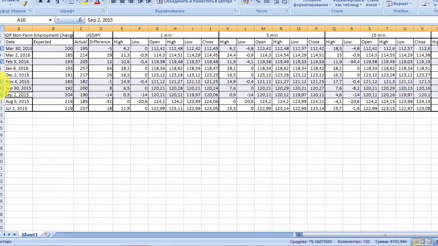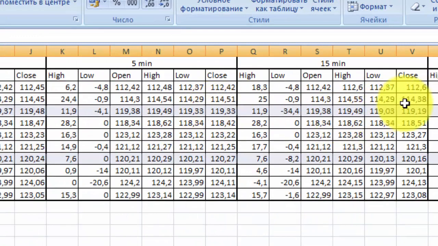Let's first analyze the cases when it had a positive effect on the market. Every time it happened, the closing price after 5 minutes was higher than after 15 minutes. It means that if the difference is not as high as 15,000, the market reaction in 15 minutes is opposite to what we saw during the first minute.